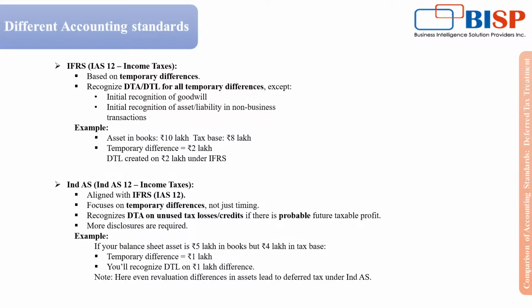Here the DTA on unused losses and credits is recognized if probable future taxable profit exists or not, right? The revaluation differences do lead to deferred tax under the Indian accounting standards, unlike Accounting Standard 22, which requires more disclosures. We will take an example: an asset in books at 5 lakh versus a tax base of 4 lakh. So the temporary difference here is 1 lakh, so the DTL will be of 1 lakh. Right.